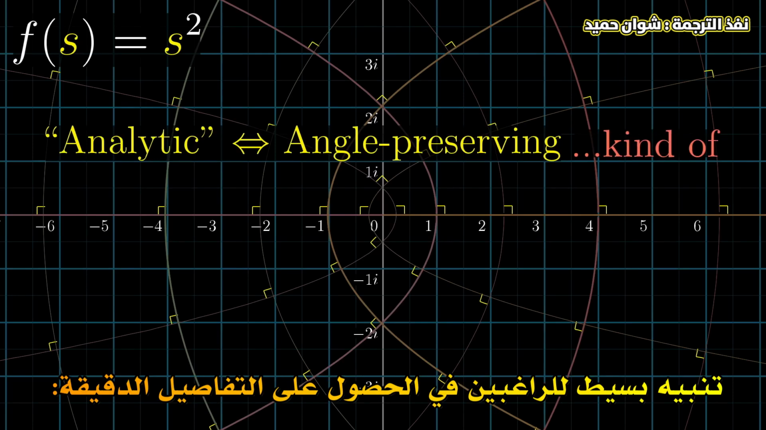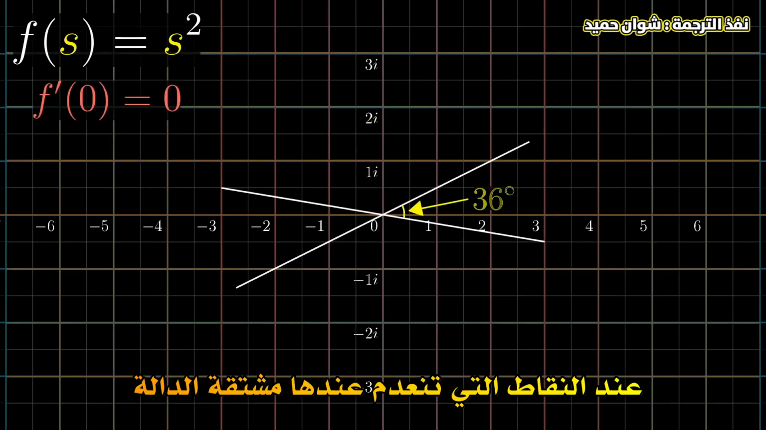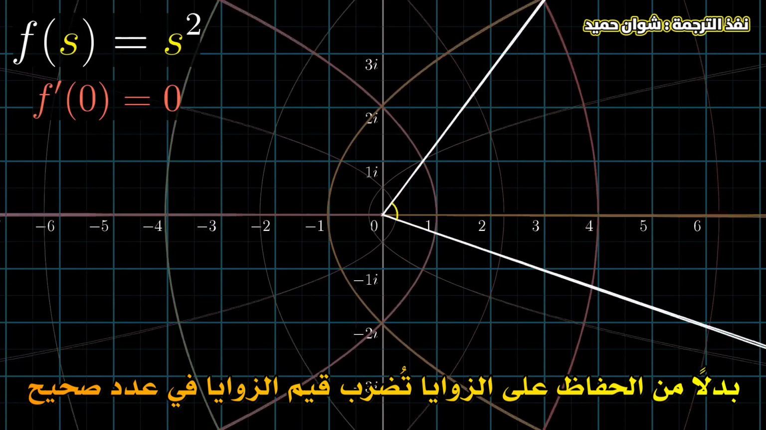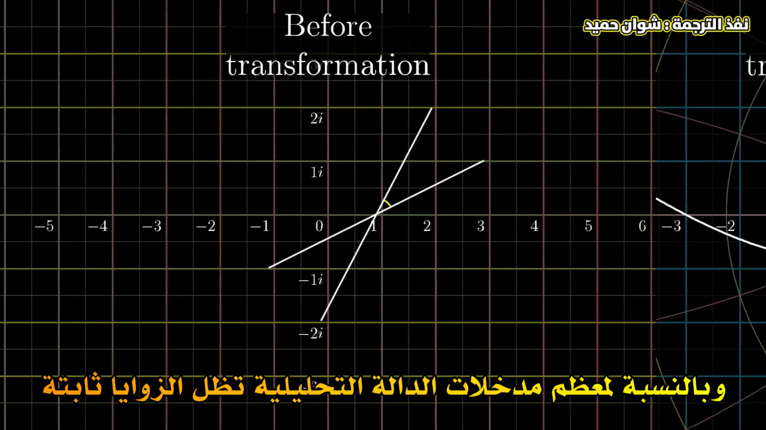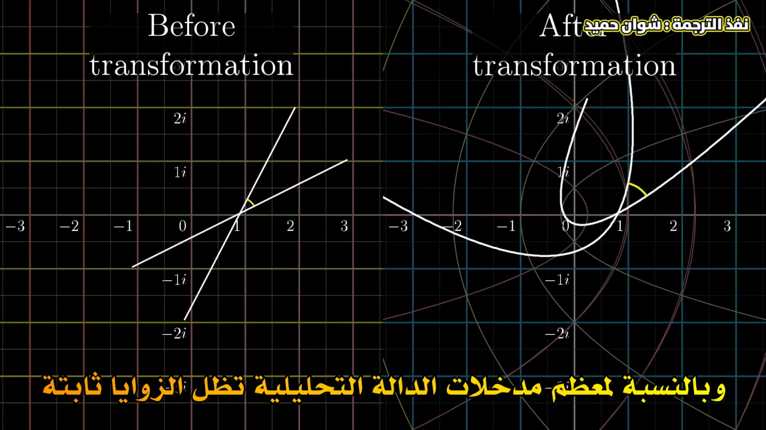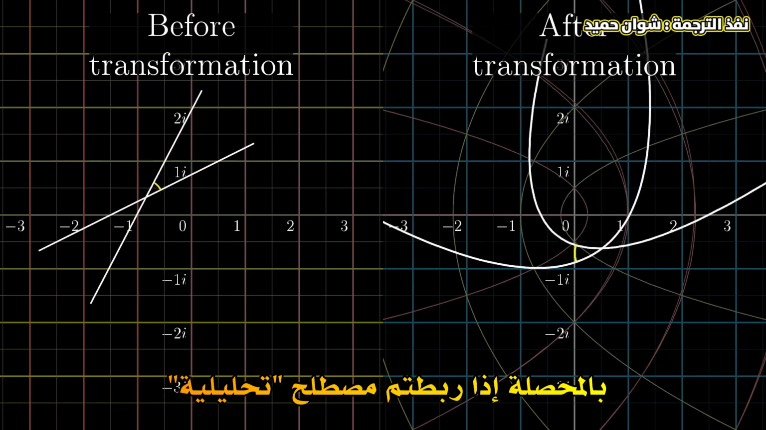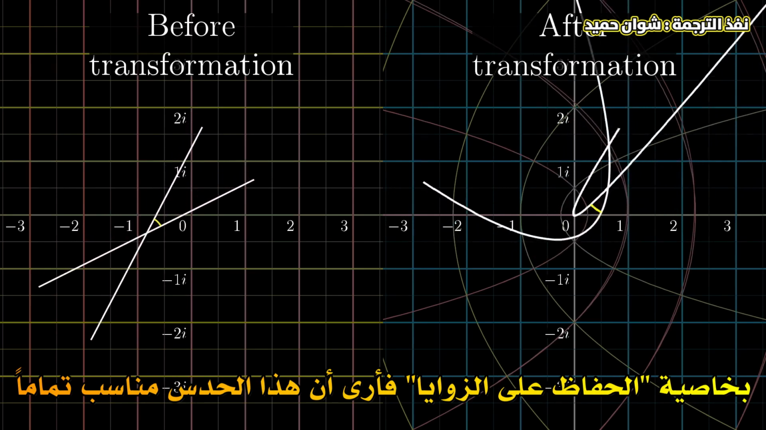A slight caveat for those of you who want the full details is that at inputs where the derivative of a function is 0, instead of angles being preserved, they get multiplied by some integer. But those points are by far the minority, and for almost all inputs to an analytic function, angles are preserved. So if when I say analytic, you think angle preserving, I think that's a fine intuition to have.